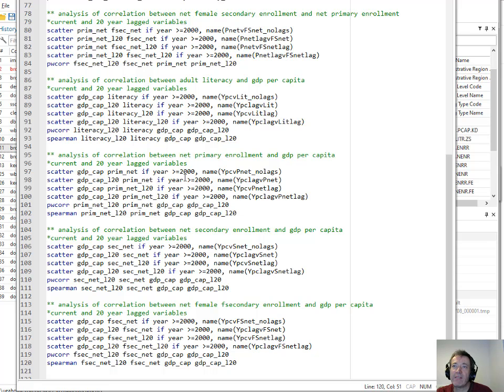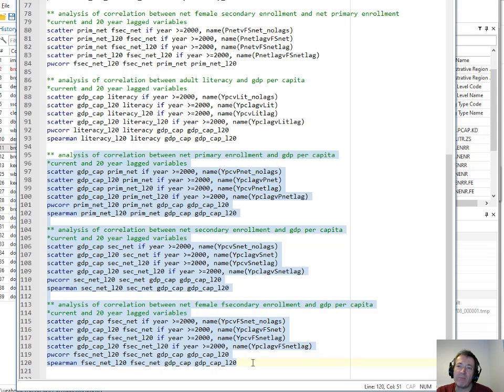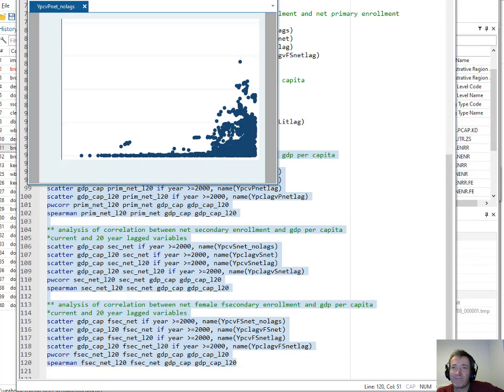So I've got all three sections here: net primary enrolment, net secondary enrolment, net female secondary enrolment, and GDP per capita, doing the scatters, looking at Pearson correlation, and the Spearman's, which is probably going to be more informative. So I can run all those, and then I'll pause the video while it's running because it takes a while to make all those graphs, and then we'll just look at the coefficients to finish with. So it's running, I'll just pause this.